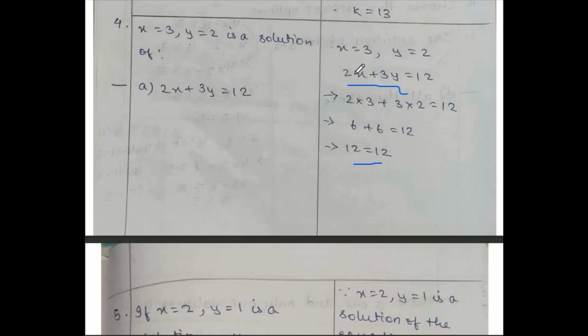x equal to 3, y equal to 2 is a solution for which equation? Four options are there. First option I have tested. Left right both are matching. If left right both are matching, then this is definitely a solution for this equation. So I don't need to test the others. Right option A, 2x plus 3y equals 12.